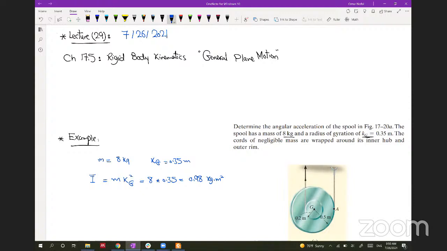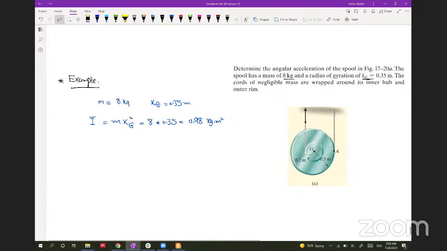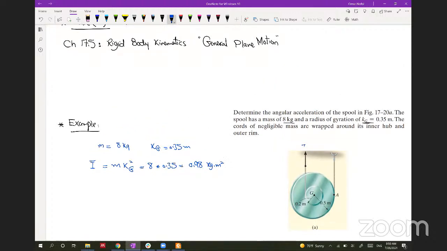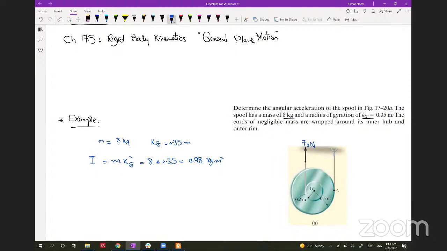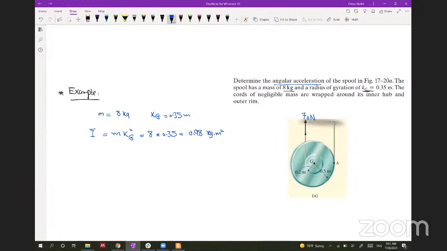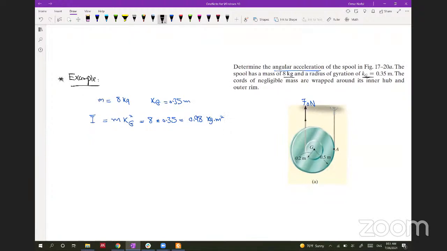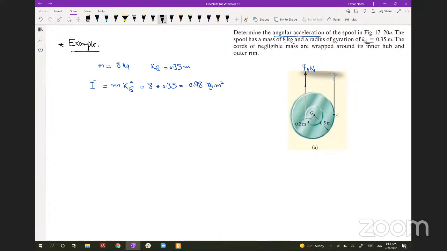This is the only given that we have, and the cord is of negligible mass and wrapped around the inner hub and outer rim. Here we have a cable attached to a fixed roof, and there's a spool, and then you have a cable at a different radius, and there's a force of 70 Newton pulling from this point. So let's determine the angular acceleration of the spool. As I told you, if you want to solve any problem, you will have to draw a free body diagram and a kinetic diagram.